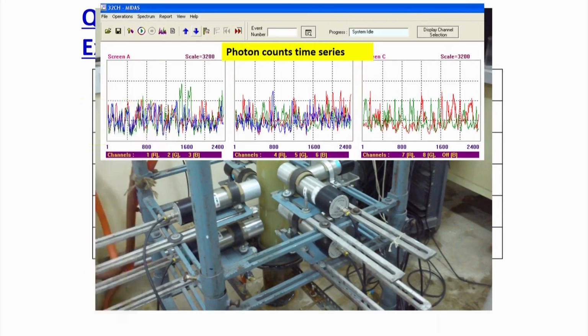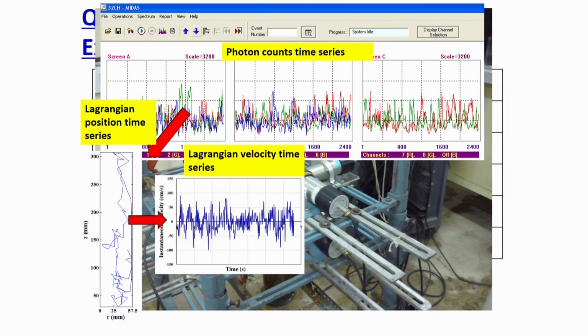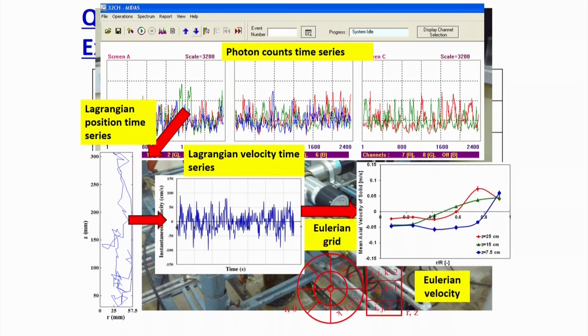So at the end, as I said, the overall procedure remains like this only: you have the photon count time series, from that you calculate the instantaneous position, how the particle position is changing with time. From there you calculate the instantaneous velocity, or Lagrangian velocity, of the particle, and then from there you divide the column into small cells and you get the mean velocity.